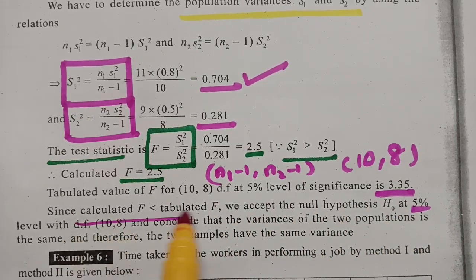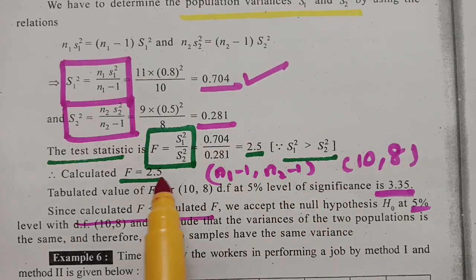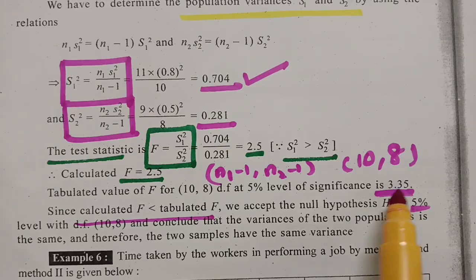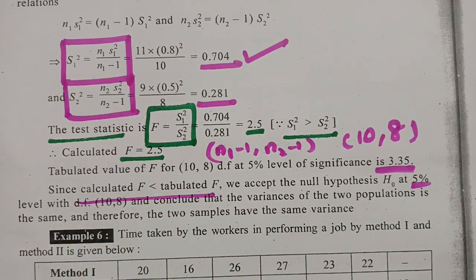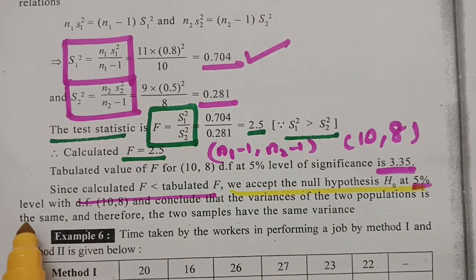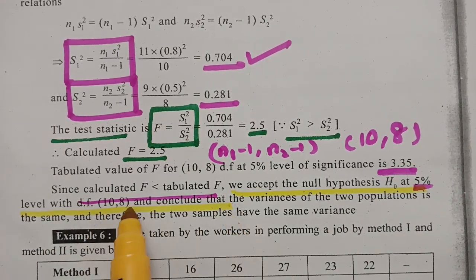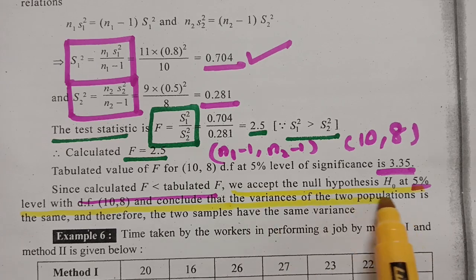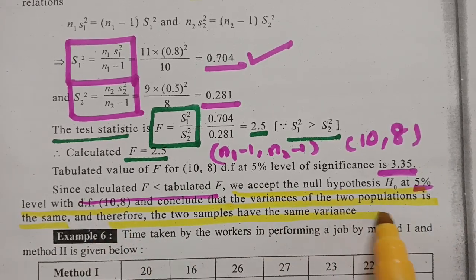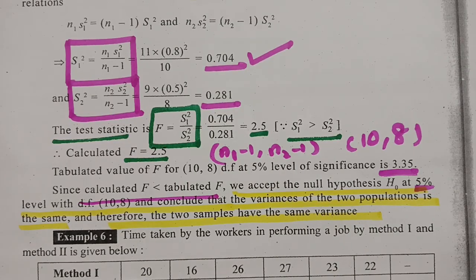Comparing these two, 2.5 is the calculated value and 3.35 is the tabular value. The calculated value is less than the tabular value, and therefore we accept H naught at 5% level and degrees of freedom 10 comma 8. Therefore we conclude that the variance of the two populations is the same, and therefore the two samples have the same variance.